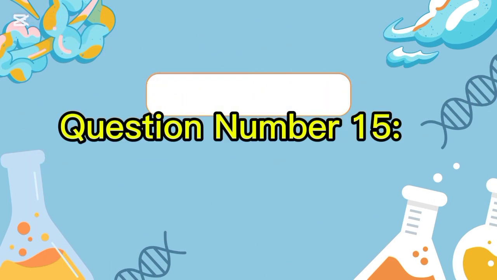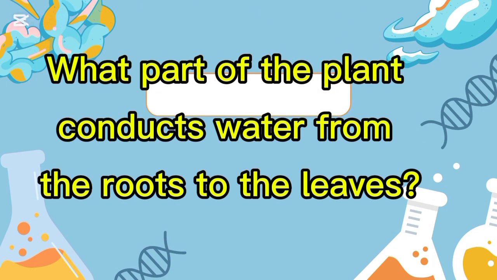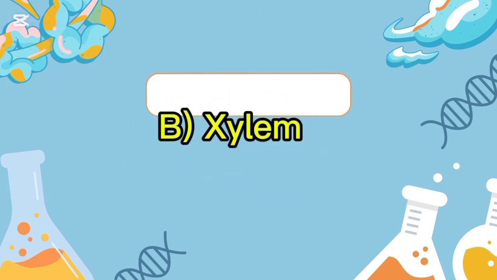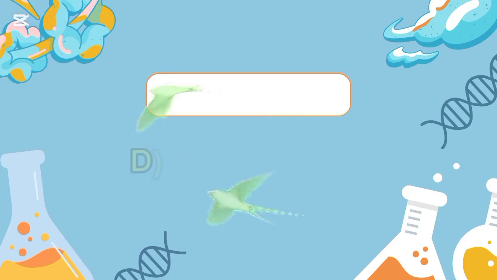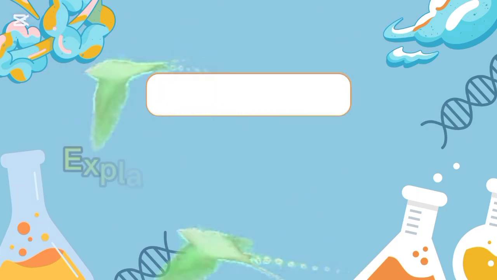Question number 15. What part of the plant conducts water from the roots to the leaves? A. Phloem. B. Xylem. C. Stomata. D. Chloroplast. Correct answer, B. Xylem. Explanation.